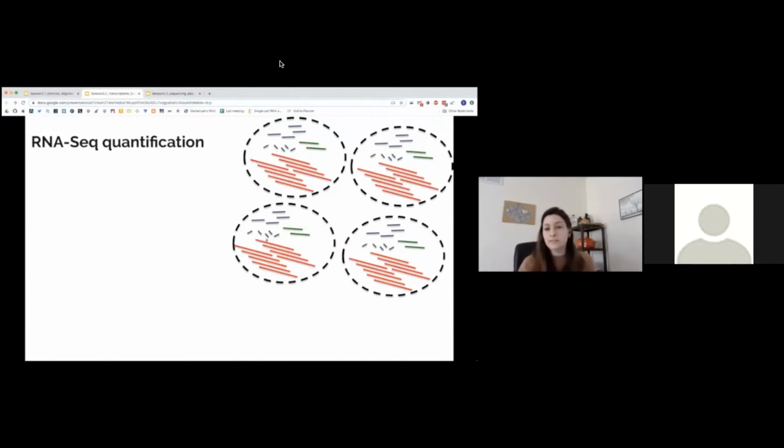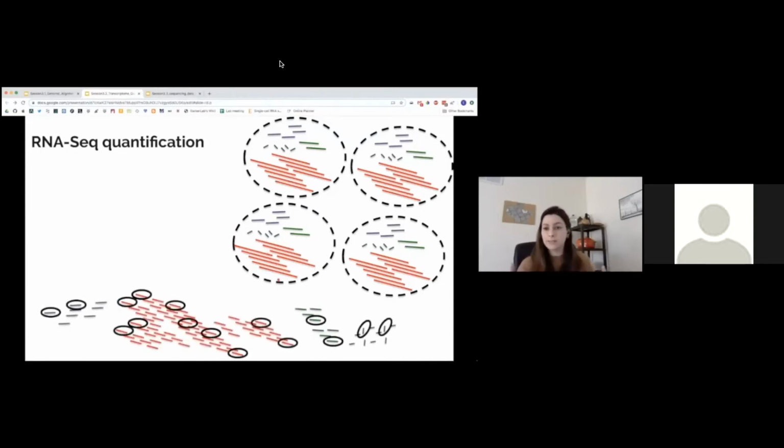They'll be present in different abundances and they'll have different lengths. So what you have to start thinking about in the RNA-seq experiment is that you will recover more reads from transcripts that are longer. So the red transcript will end up being present in more abundance in the output of your sequencing run. And you will also generate more fragments from transcripts that are expressed at a higher level.